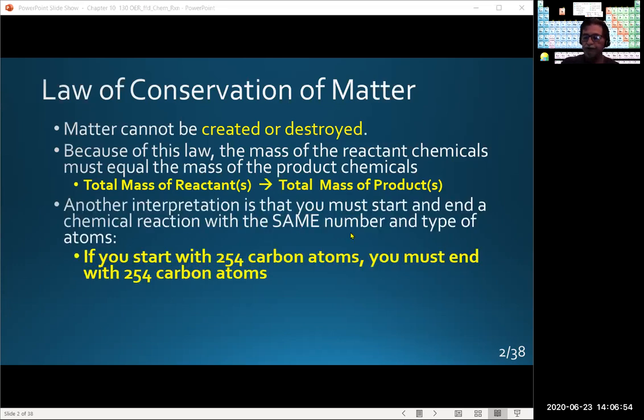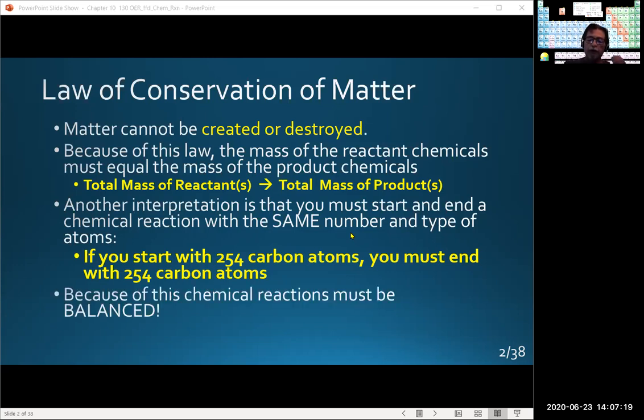Another way to state that is, if you start off with a certain number of carbons, say 1,000,000 carbons in a reaction, then when the reaction is completed, you're going to have the same number of carbon atoms. And not just for carbon, but for all the elements being utilized in the chemical reaction. And so we've got to balance the reaction.